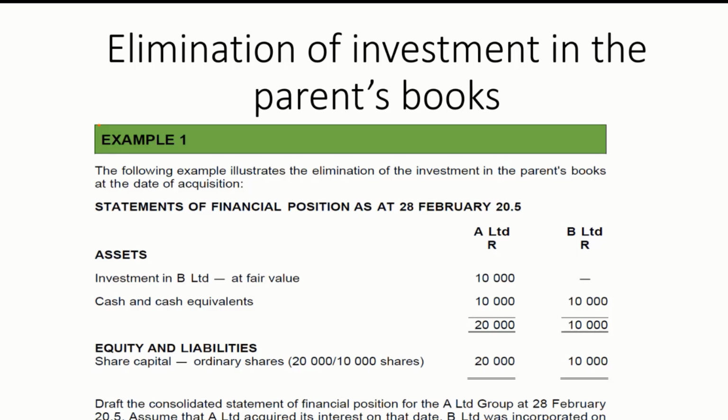Investment in B Limited at fair value, 10,000. So in the books of A Limited, they've got an investment of 10,000. This was the same investment that we just learned, that in the books of A Limited, the parent company, they process a journal entry to say debit investment, asset, and credit bank. That investment asset is the 10,000 that is here. Investment in B Limited at fair value, 10,000.